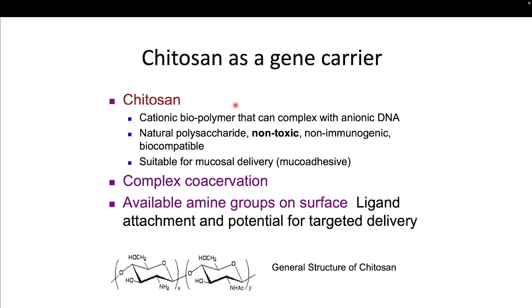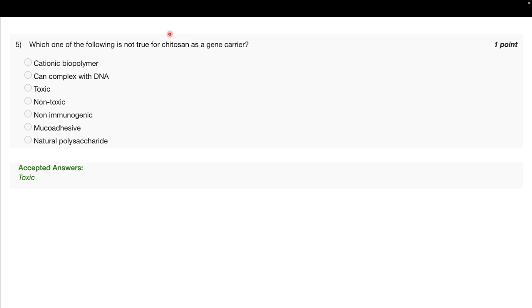It does not create any immune reaction. As a result, it's biocompatible and it's very suitable for mucosal delivery because it's mucoadhesive. So these are the advantages of chitosan as a gene carrier. So if you just go through the options, we are supposed to list what is not true for chitosan as a gene carrier. Is it a cationic biopolymer? Yes, it can complex with DNA. It is non-toxic, non-immunogenic, it is mucoadhesive, and it's a natural polysaccharide. So what is not true for chitosan as a gene carrier? That it is toxic. So that's why option 3 is correct for this question. Is this clear?